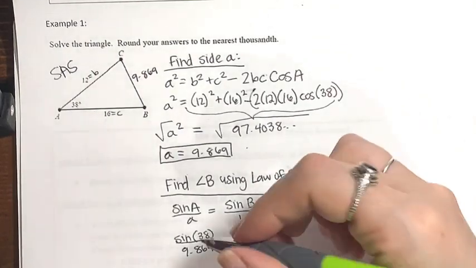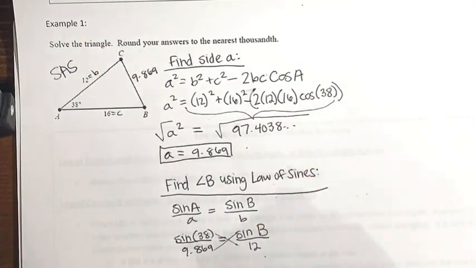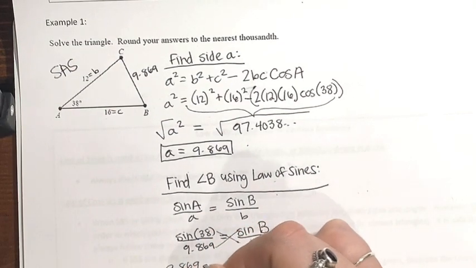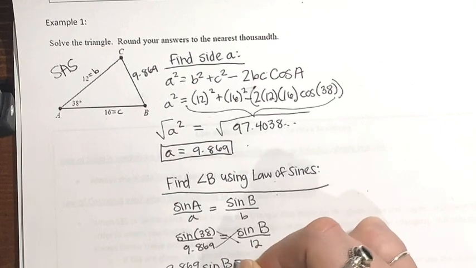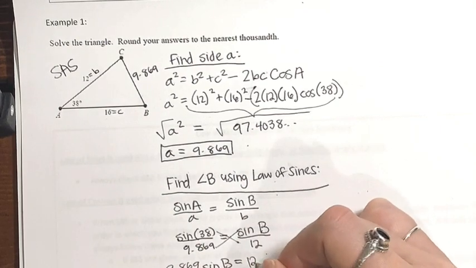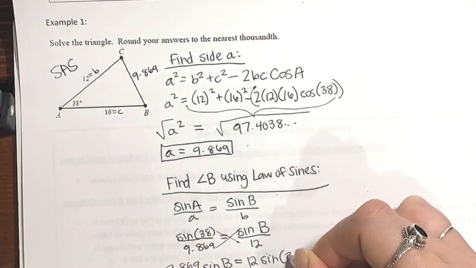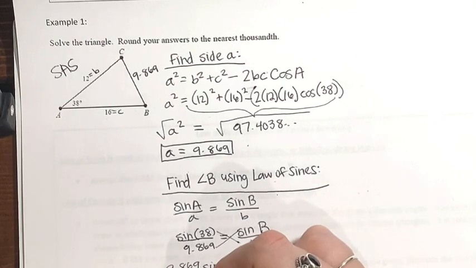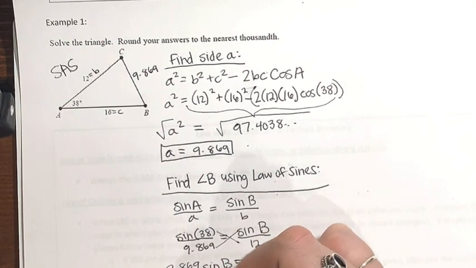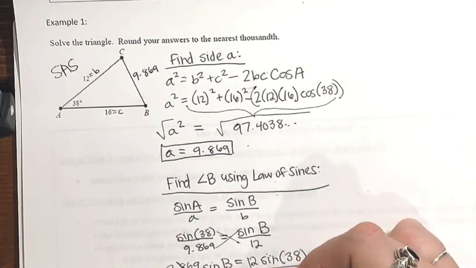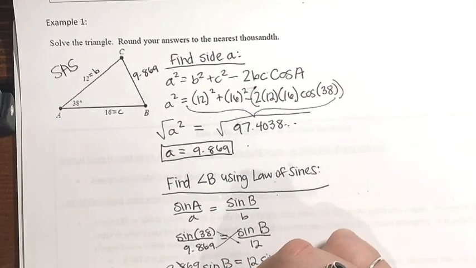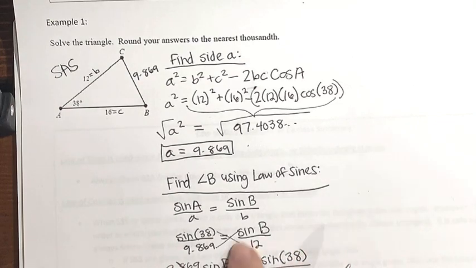And then, just like last time, we're going to cross multiply a whole bunch. So we're going to have 9.869 times sine of angle B is equal to 12 times sine of 38 degrees. And then we're trying to get B alone, so let's first divide by this 9.869. Those cancel. Divide it over here as well. So I have sine of angle B is equal to this lovely thing.